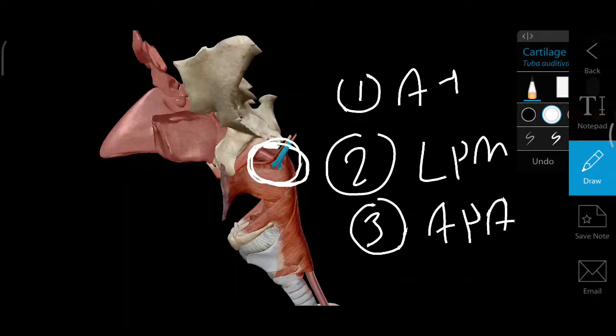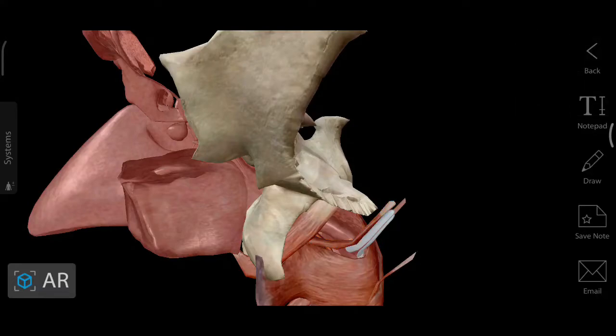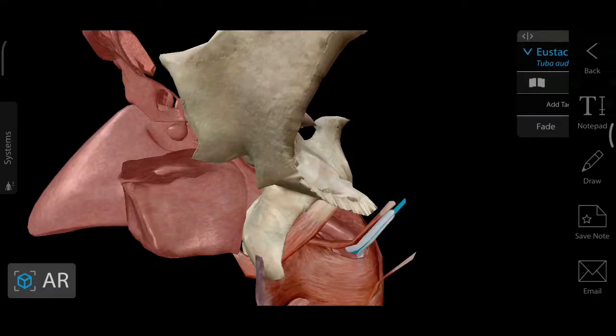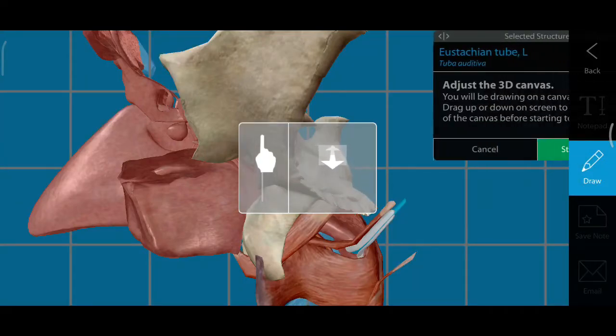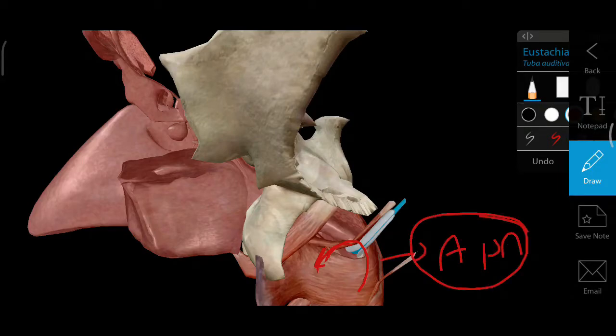So let's see them one by one. This is your levator palati muscle, this is your eustachian tube. And one artery that I'm going to draw. Actually this artery is somewhat like this, it will go inside to the superior constrictor. So this artery is the ascending palatine artery. So we have seen the structures that are passing through the sinus of Morgagni. This is the sinus of Morgagni, the space between the superior constrictor and the base of the skull.